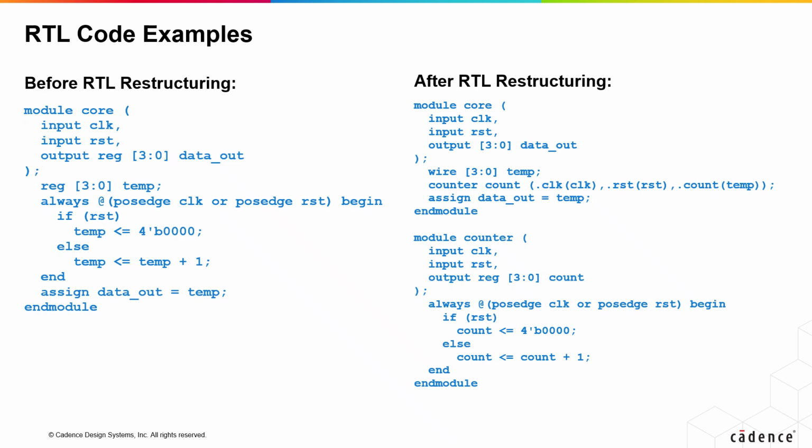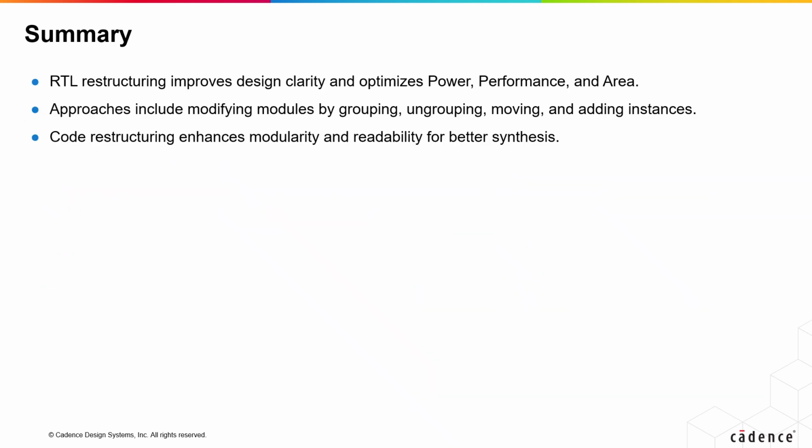The RTL is restructured so that the main functional module remains separate with a top module used to present the output. This approach helps to better understand the main functional module. RTL restructuring mainly improves design clarity for better readability and also enhances PPA. The methods include adding, removing, grouping, and ungrouping instances. Creating better RTL code through restructuring that yields good PPA makes the synthesis more efficient.